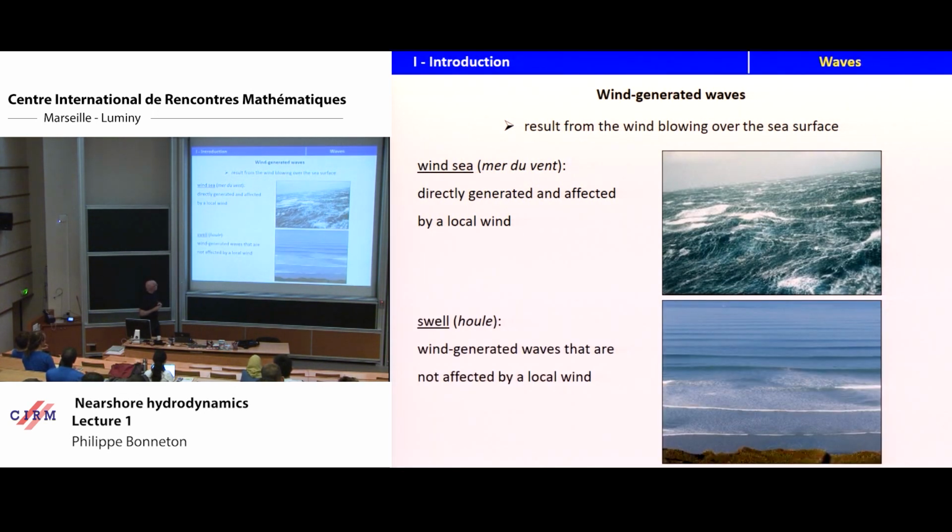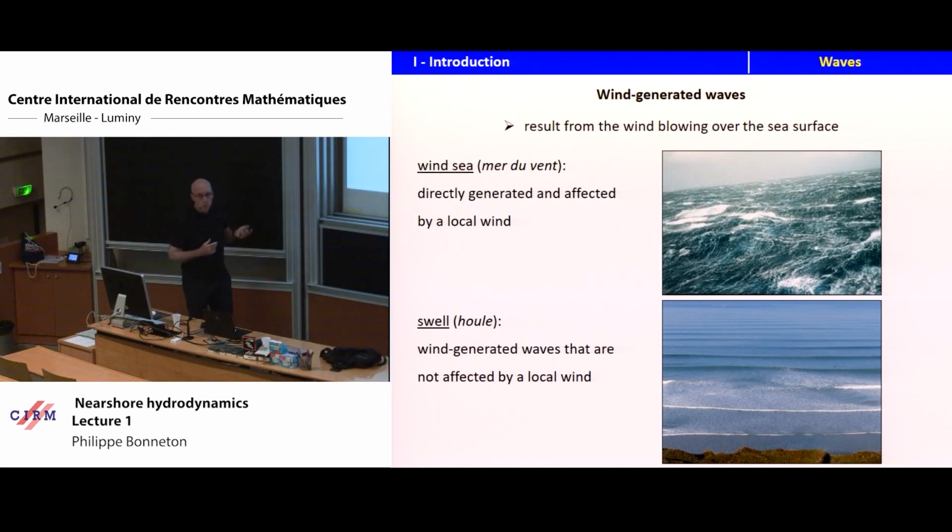The second type of wind-generated wave is named swell, houle in French. It corresponds to wind-generated waves that are not directly affected by a local wind. You can see that these waves are very regular, with a characteristic wavelength. It's not chaotic at all like during a storm. So wind sea and swell are really different. You can see directly on these two photographs.